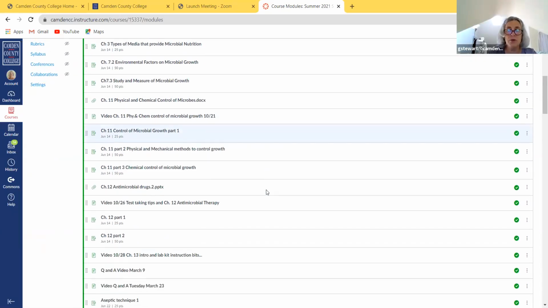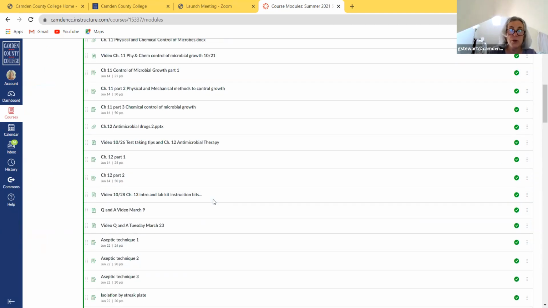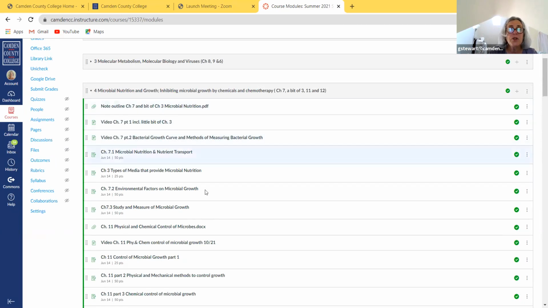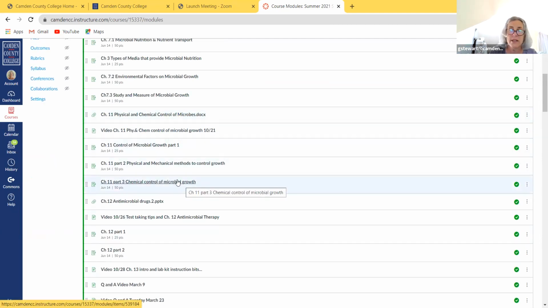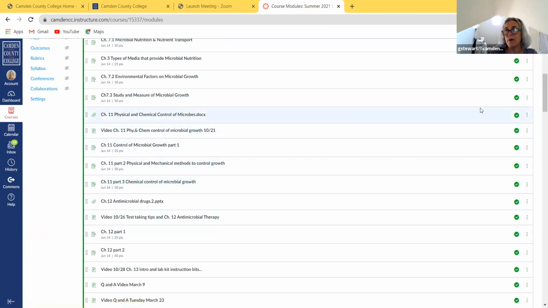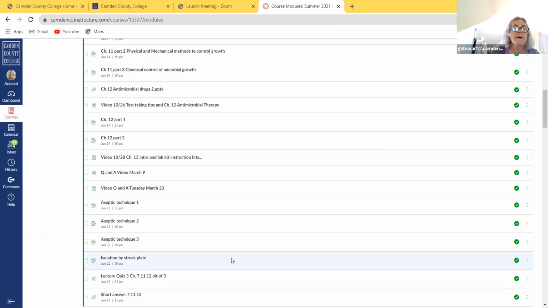So I did just move lecture quiz 3 and the short answer section to the bottom of module 4 here. Notice there is a lot of Connect work for this because I've tried to divide it up into small chunks, mostly because people in the past have complained that when I have everything for chapter 11 all together, the Connect takes hours. So I've divided the work for chapters 7, 11, 3, and 12 into small bites as best I can.